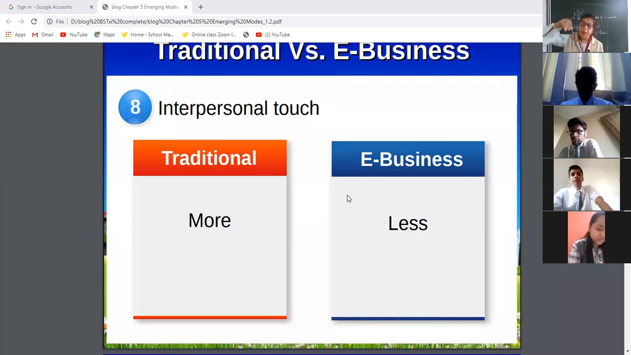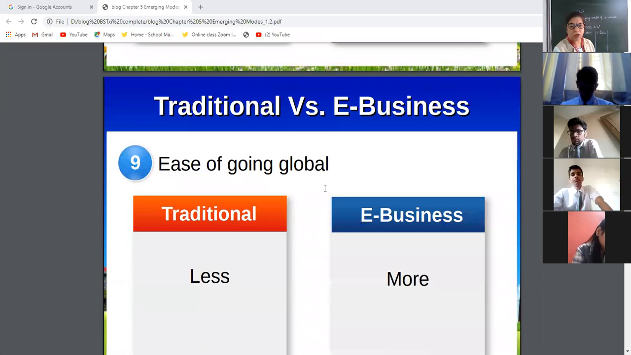Flipkart is started by some other person, run by some other person, and we don't know the owners. Same as Amazon, same as Myntra. Do you know about them? No. But in our local shops, we know about them, and they also know about us. So there is an interpersonal touch. Touch means generally knowing about each other.